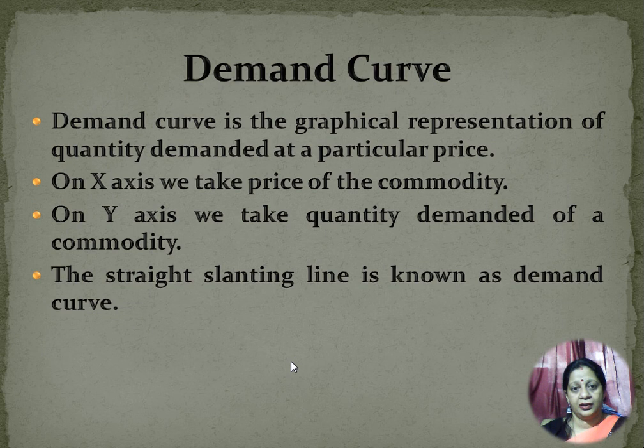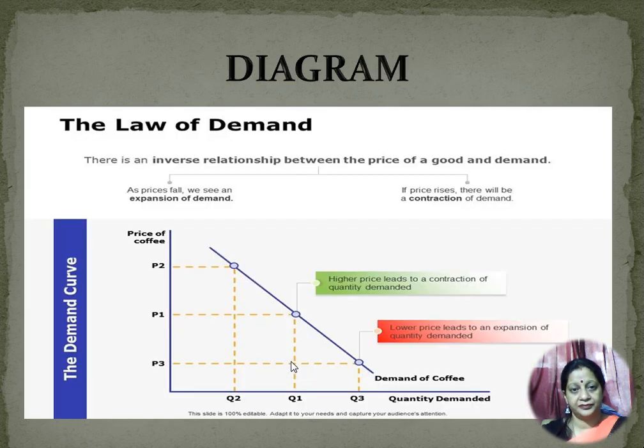Demand curve. Now the law of demand is represented with the help of the demand curve. The demand curve is the graphical representation of the quantity demanded at a particular price, and here we have two axes, that is the x-axis and y-axis. On the x-axis we take the price of the commodity, and on the y-axis we take the quantity demanded of a commodity, and the straight slanting line is known as the demand curve.